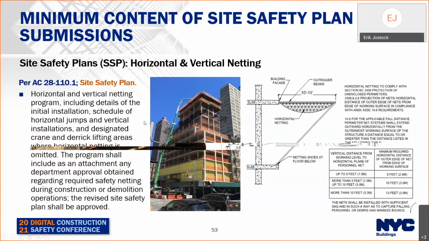Horizontal and vertical netting. Horizontal and vertical netting program, including details of initial installation, schedule of horizontal jumps and vertical installations, and designated crane and derrick lifting areas where horizontal netting is omitted. The program shall include an attachment of any department approval regarding required site safety netting during construction or demolition operations. The revised site safety plan shall be approved. Requirements for netting systems can be found in section 3308, protection of unenclosed perimeters.